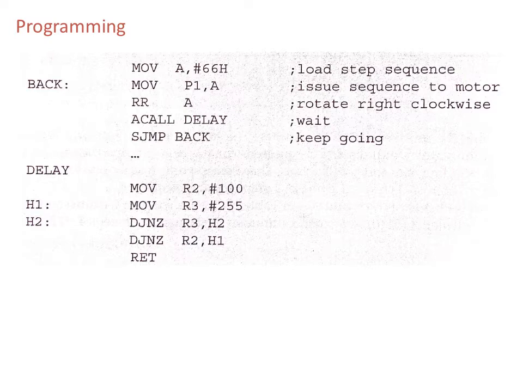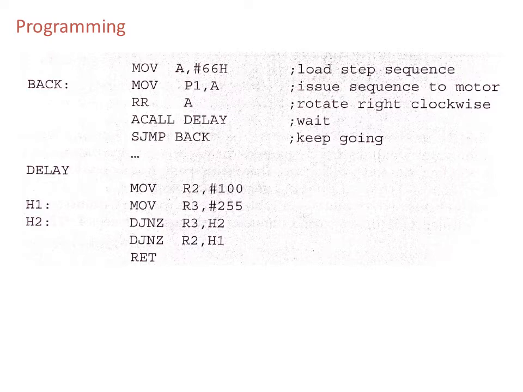Then the next instruction is RR A, which rotates the accumulator right to generate the next sequence. The next instruction is ACALL DELAY. If you look at the delay, our delay program is written to generate one particular delay. After that, the next instruction is SJMP, a short jump back.